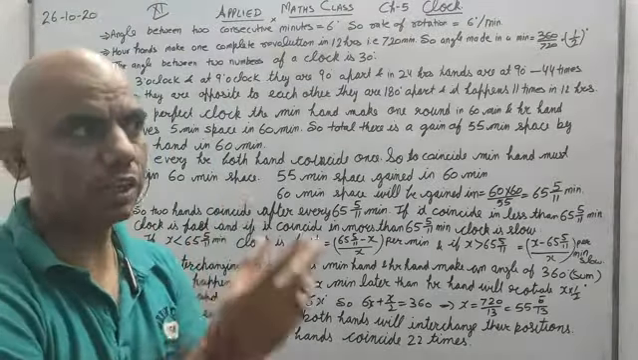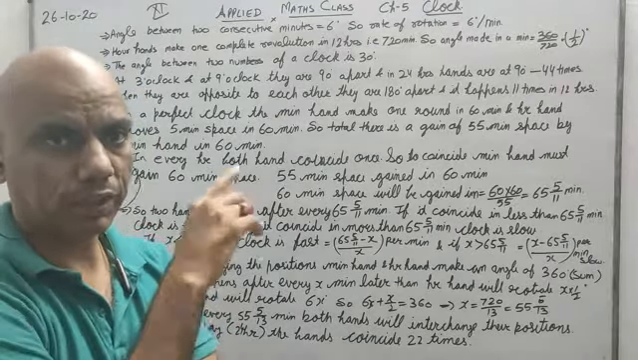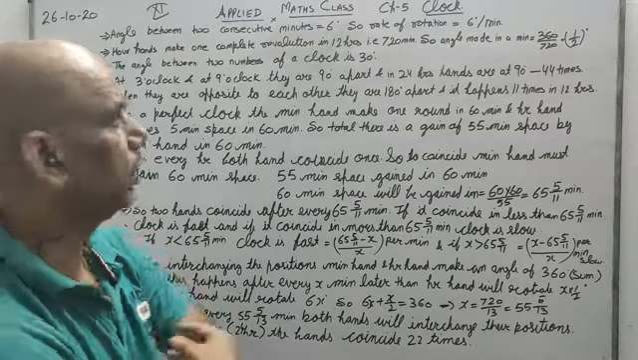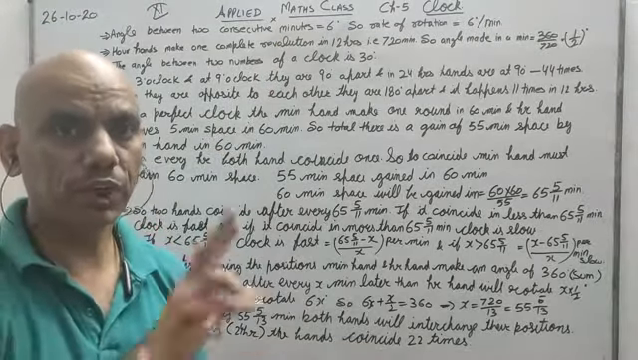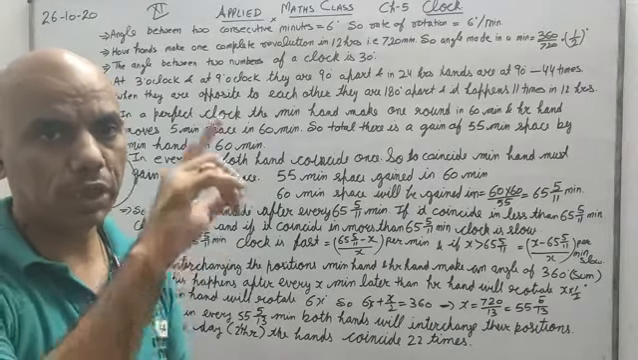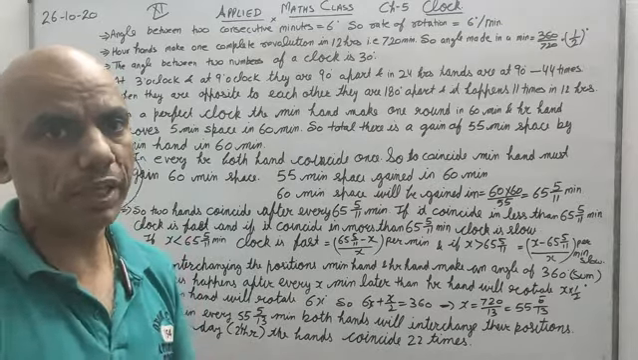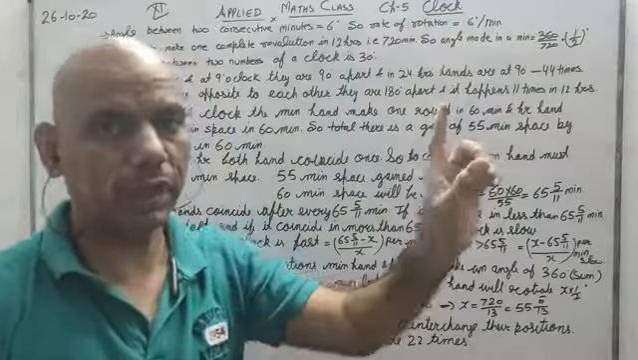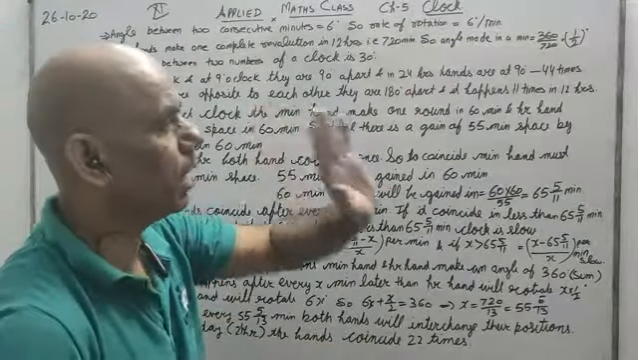So the minute hand takes one complete revolution in 60 minutes, and the complete angle covered by the minute hand is 360 degrees. So in that case, the angle between two consecutive minutes is 6 degrees. Okay, because a 360 degree angle is covered in 60 minutes. So in 1 minute it will cover an angle of 6 degrees, and the rate of rotation is 6 degrees per minute. So the hand is moving at the rate of 6 degrees per minute.